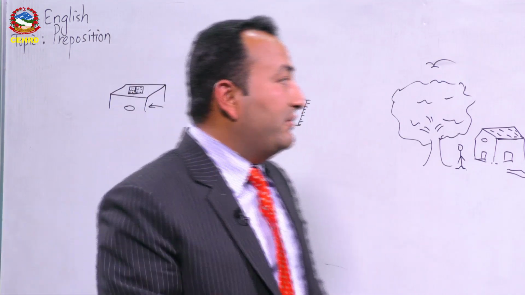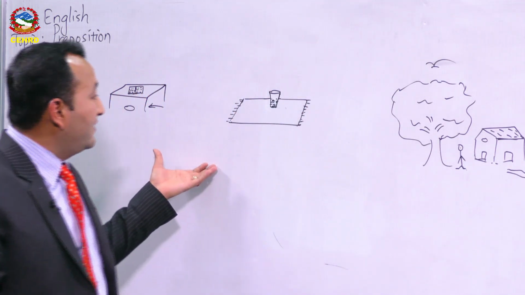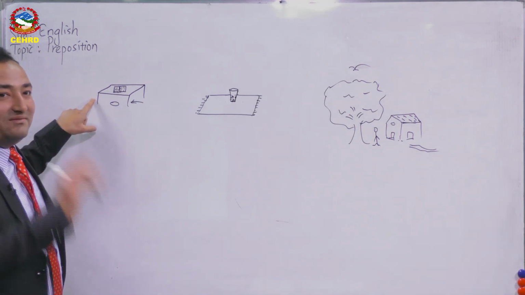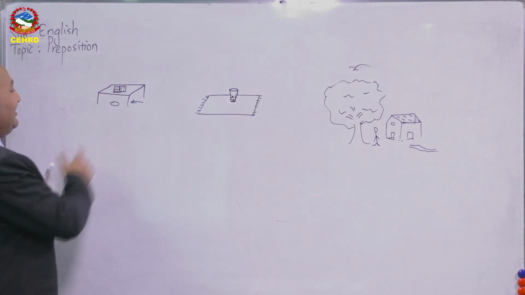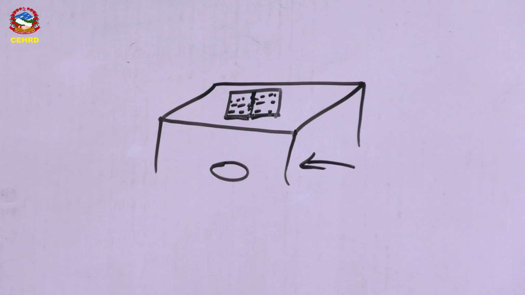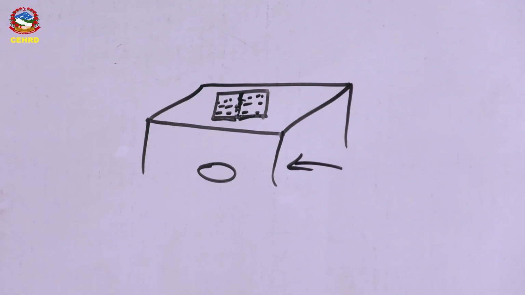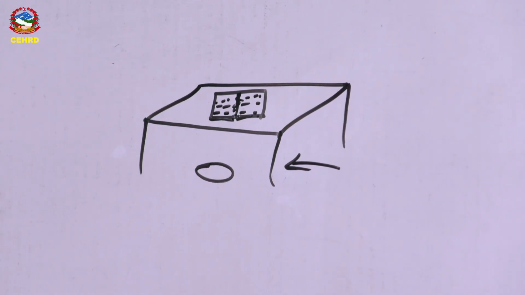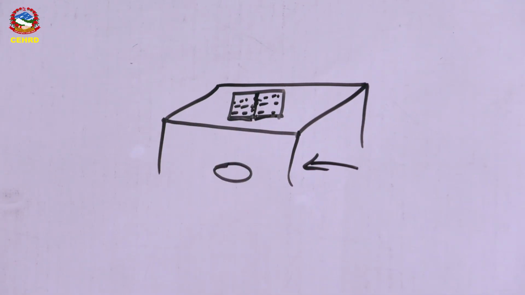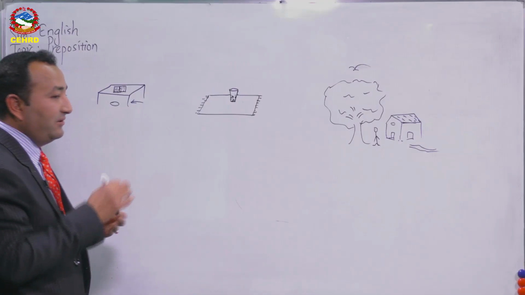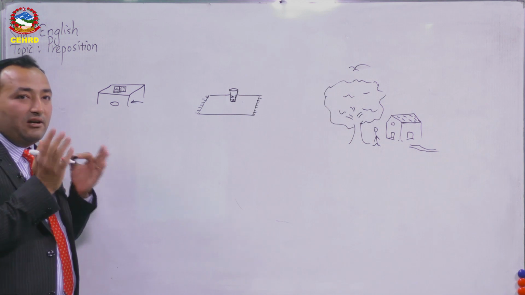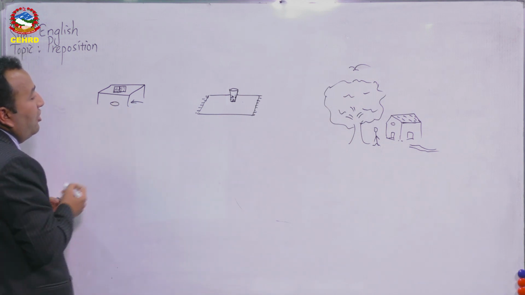Now let me show you some pictures on the board. Please have a look. This is the table. I'm not that good at drawing, it's a table. You can see a book over here. So where is the book? Can you tell me a sentence? Where is the book? The book is on the table. I just earlier showed you, when something touches the surface of something else, then we use on.